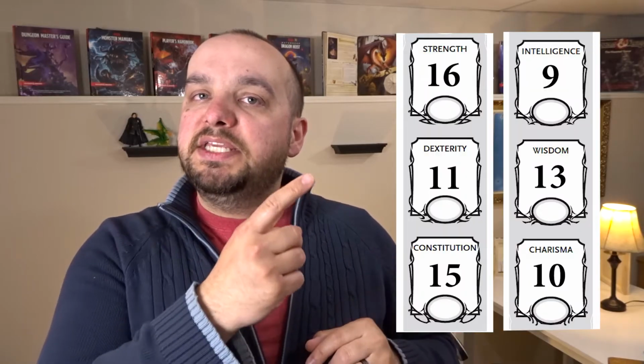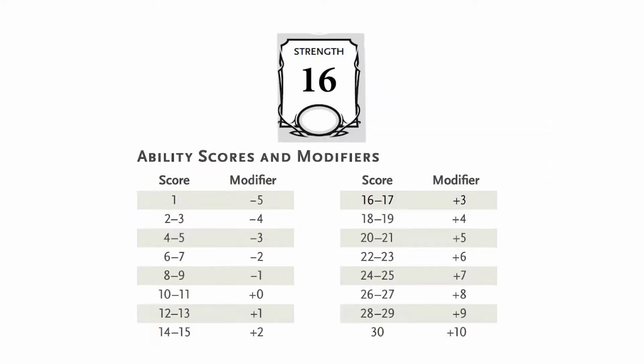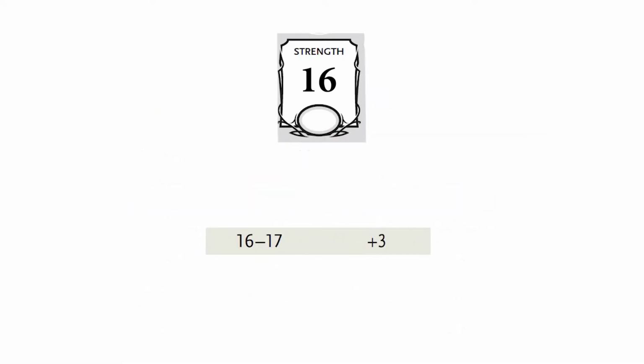All these numbers are used for is to figure out what your bonus is going to be to each of the 6 abilities. There's a table on page 13 of the Player's Handbook, 5th edition Player's Handbook. I'm going to go ahead and throw it up on screen here. Basically what you do with this table is you take the number that you've rolled or that you've placed into each of the ability scores, and it's going to tell you what your corresponding bonus will be.